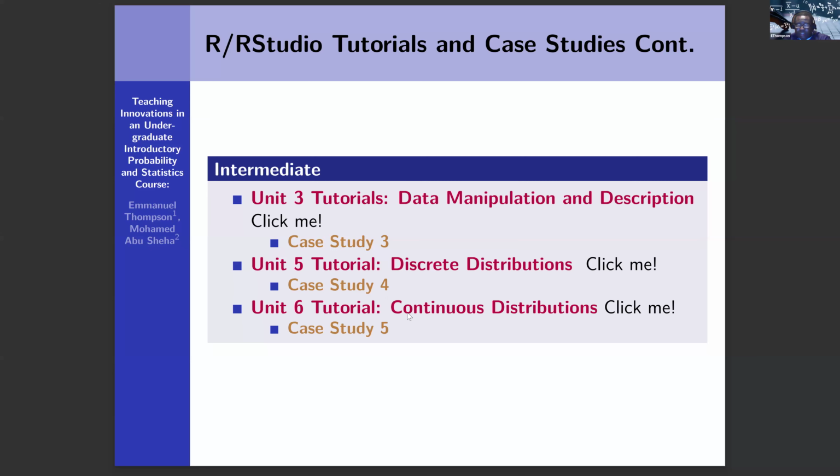Then in Unit 6, they focus on the continuous probability distribution. And here, our only focus is the normal distribution, because we feel if they understand the normal distribution very well, going forward, it shouldn't be hard to implement what they have learned to other types of statistical distributions, particularly those related to continuous probability distribution. After that, they have another case study. So if you bundle all these together, we assume they have intermediate knowledge of R.